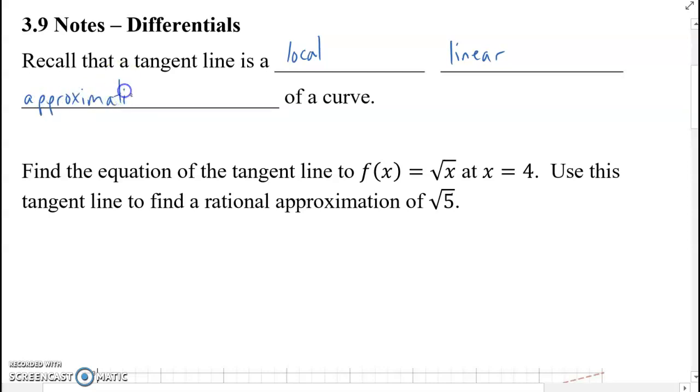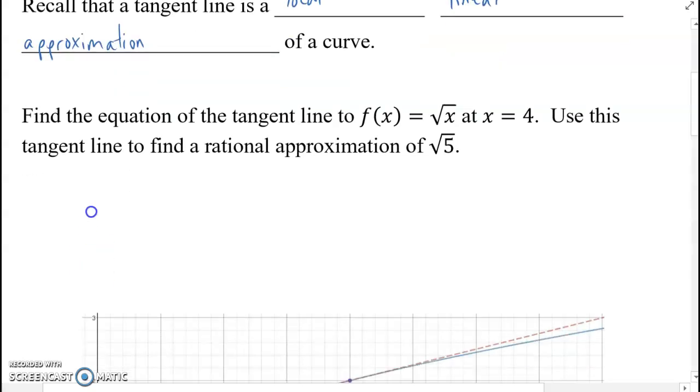Local meaning in the area of the point of tangency. Linear obviously means like a line. Approximation means that it's very, very, very close to the curve. It is a good approximation of the curve. Remember, when you zoom in at the point of tangency, the tangent line and the curve appear to coincide.